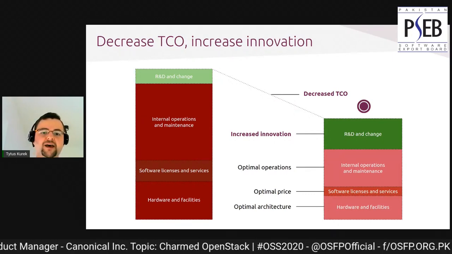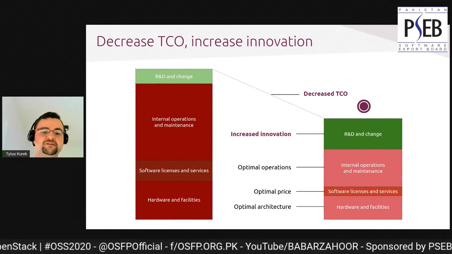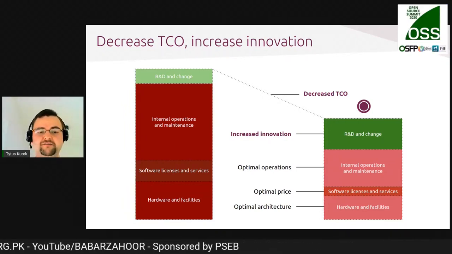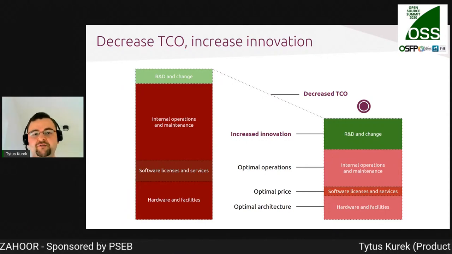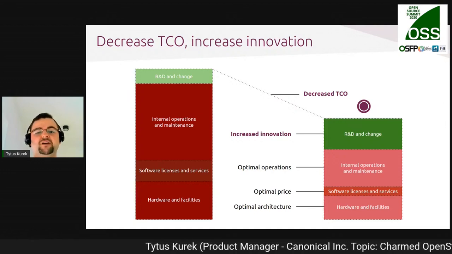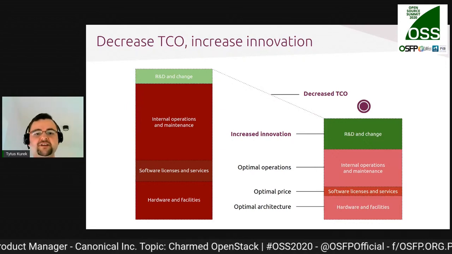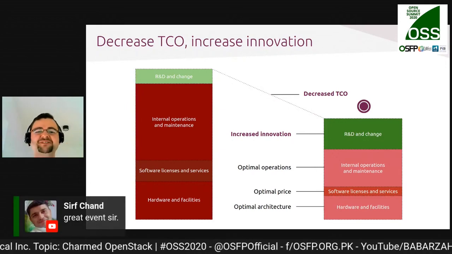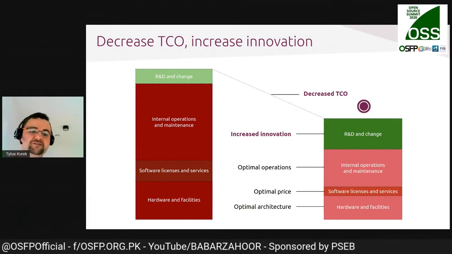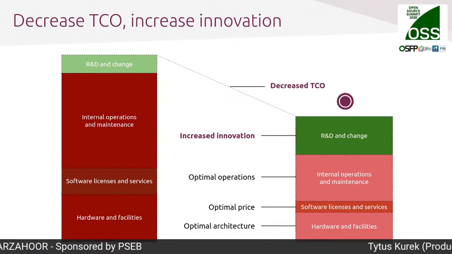Having a look at this diagram, it represents a typical IT budget, shown on the left here. It consists of the following pillars. Hardware and facilities are the investments that have to be made upfront when going with private cloud infrastructure. Obviously, you have to purchase hardware for your private cloud infrastructure. It has to be hosted somewhere in some facility. You have to put in the cables, switches, power, make it all up and running. So it is one of the costs that have to be considered. Software licenses and services is the second pillar.